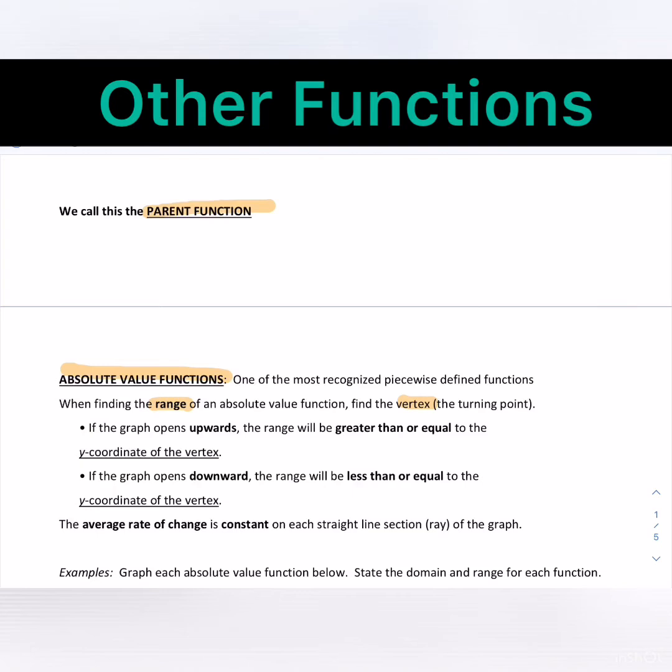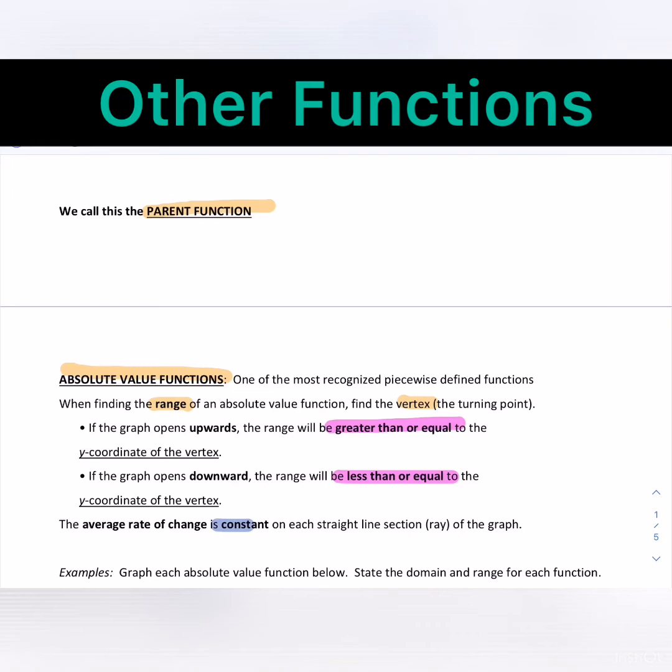If the graph opens upwards, the range is going to be greater than or equal to the y-coordinate. If the graph opens downward, it's going to be less than or equal to the y-coordinate. And the average rate of change on either side is what we would call constant. The reason it is constant is because there's a straight line on either side.